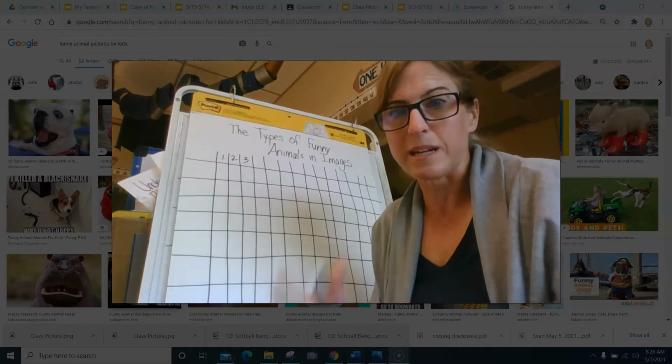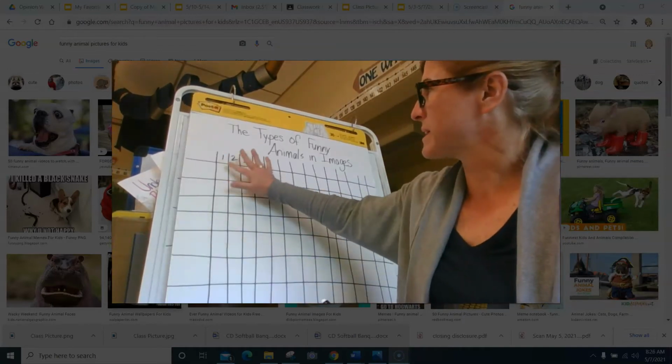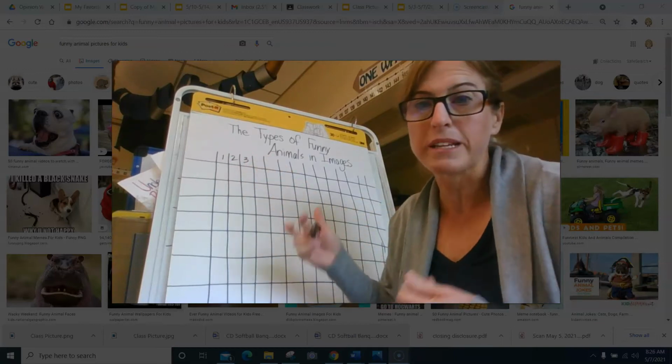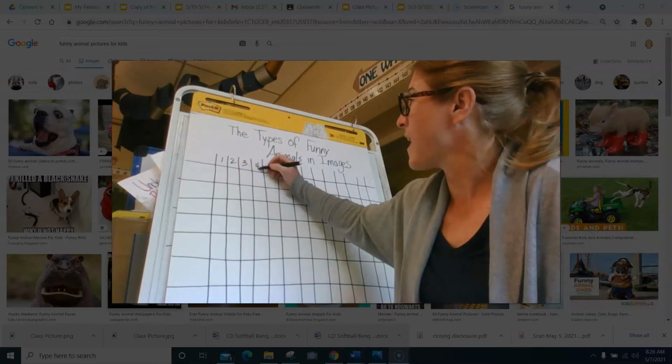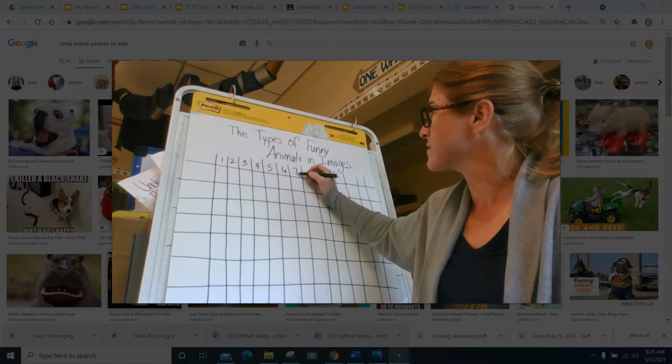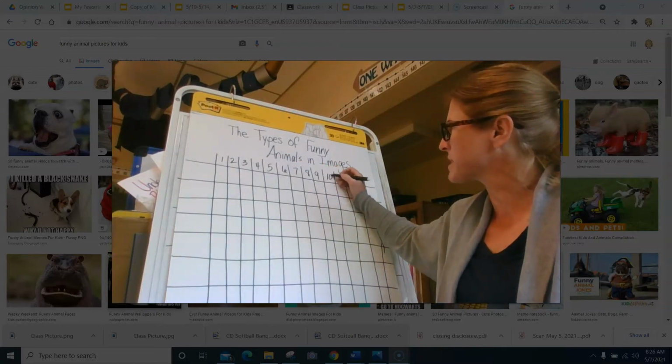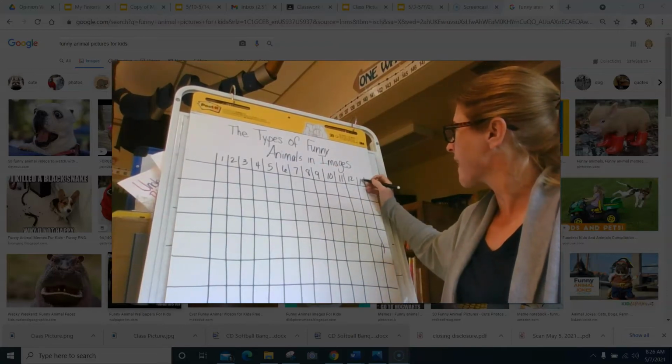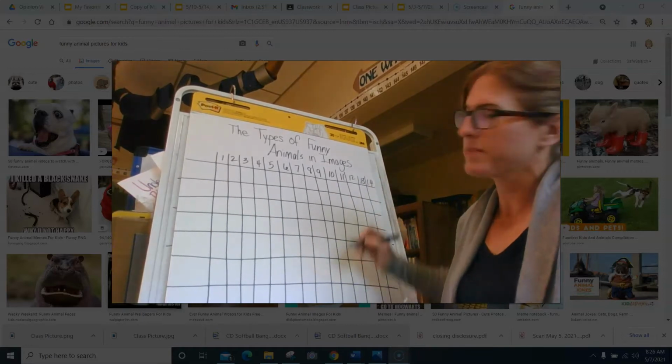Okay, step two. Once I have my spaces the right size, I'm going to then put my numbers in. I'm going to make sure that every space has a number. We don't want to skip a number because that would mess us up.